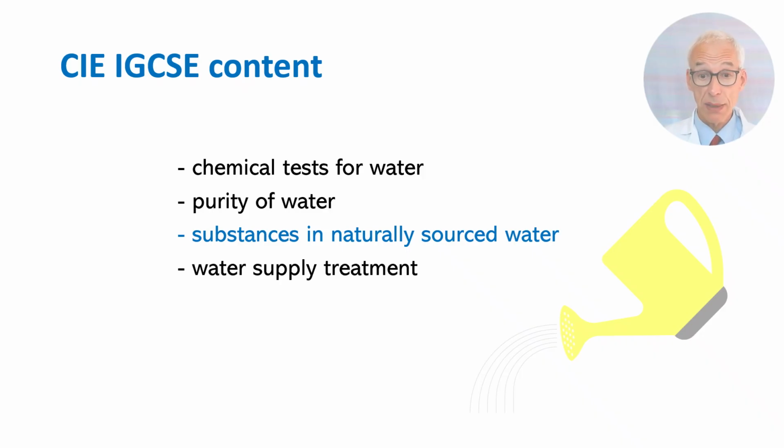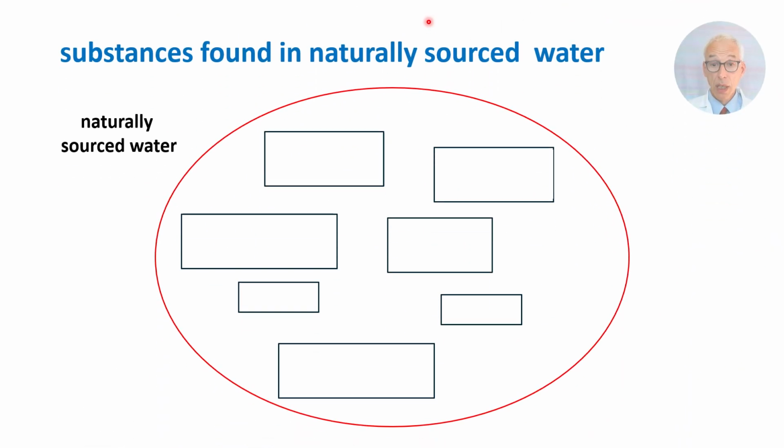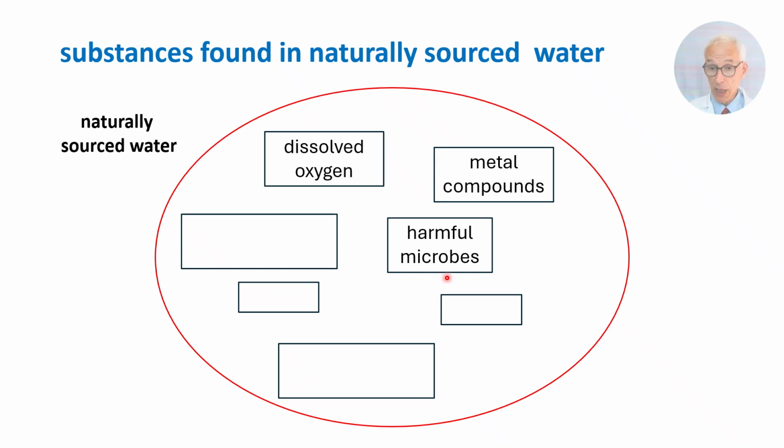So what are the substances in naturally sourced water? There are 7 substances listed in the syllabus that are found in naturally sourced water. You're expected to recall all 7. So I'm going to go through them. Dissolved oxygen, obvious if you are studying biology. Metal compounds, otherwise known as minerals, dissolved minerals. Harmful microbes, bacteria, viruses. Phosphates from fertilizers, fertilizers is another topic. Sewage.